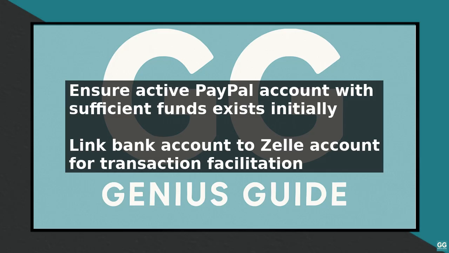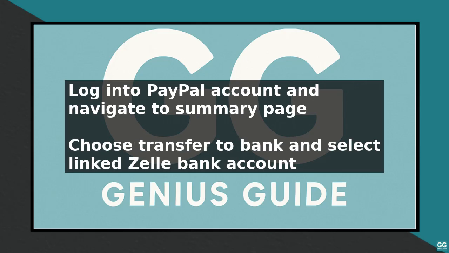Start by logging into your PayPal account and navigating to the summary page. Click on Transfer Money and then select Transfer to your bank. Choose the bank account linked to your Zelle account and enter the amount you want to transfer. Review the details and confirm the transfer. PayPal typically takes 1 to 3 business days to process the transfer, depending on the type of transfer you choose.